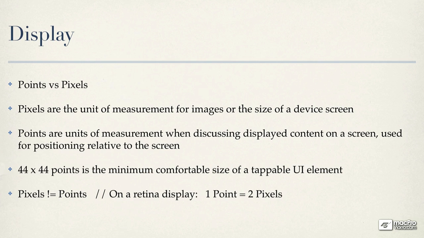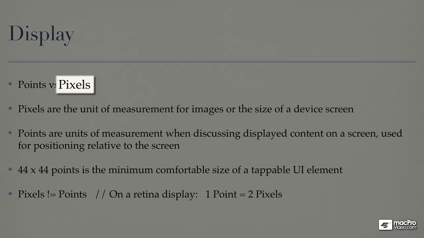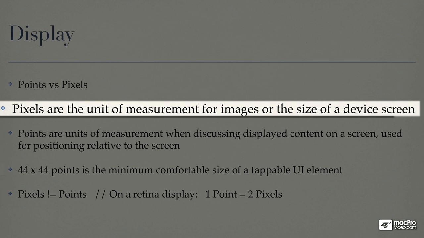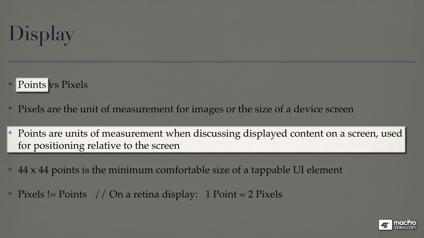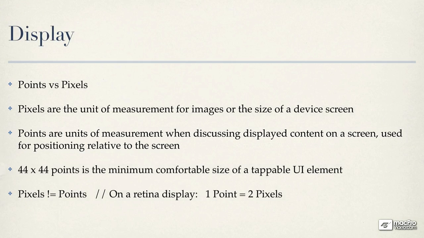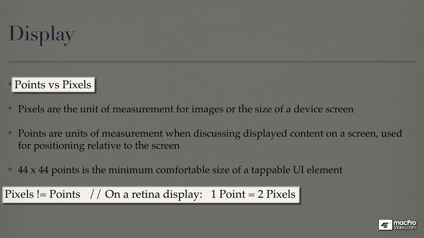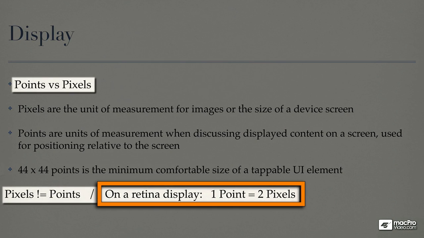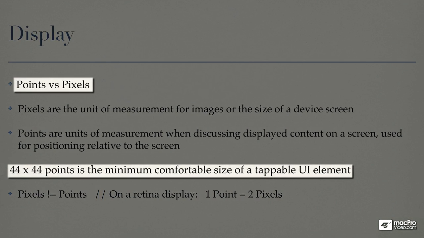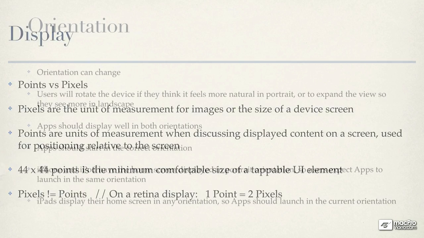There's two terms which you need to be familiar with, one of which you're probably already familiar with, which is pixels. Pixels are the dots of color that are also the measurement of an image. These are used for graphical elements. Points are the measurement of a screen and the location of objects on a device's screen. Points are not equal to pixels. On a Retina display, the high-resolution display, you can have 2 pixels per point. If we're looking at clickable area, however, we're looking at about 44 by 44 points as being the minimum comfortable size of a clickable element.